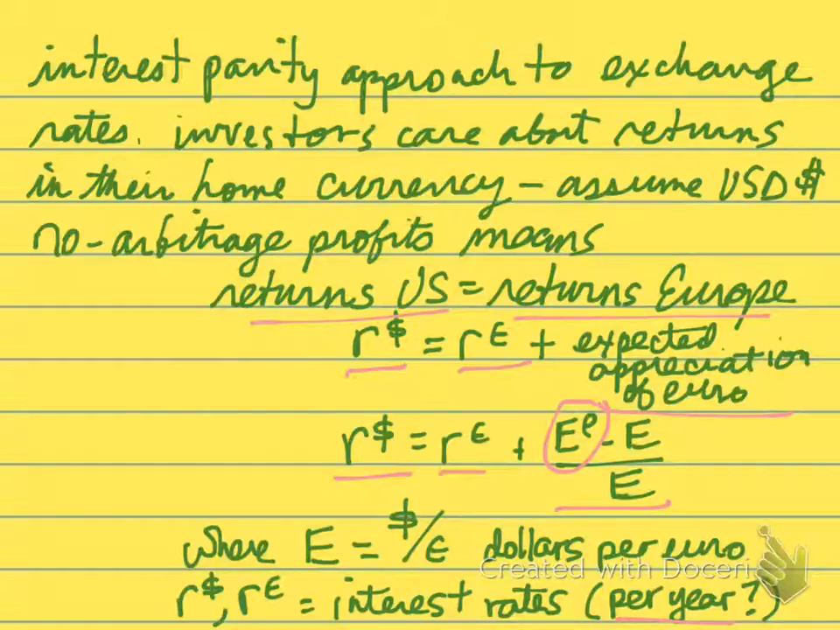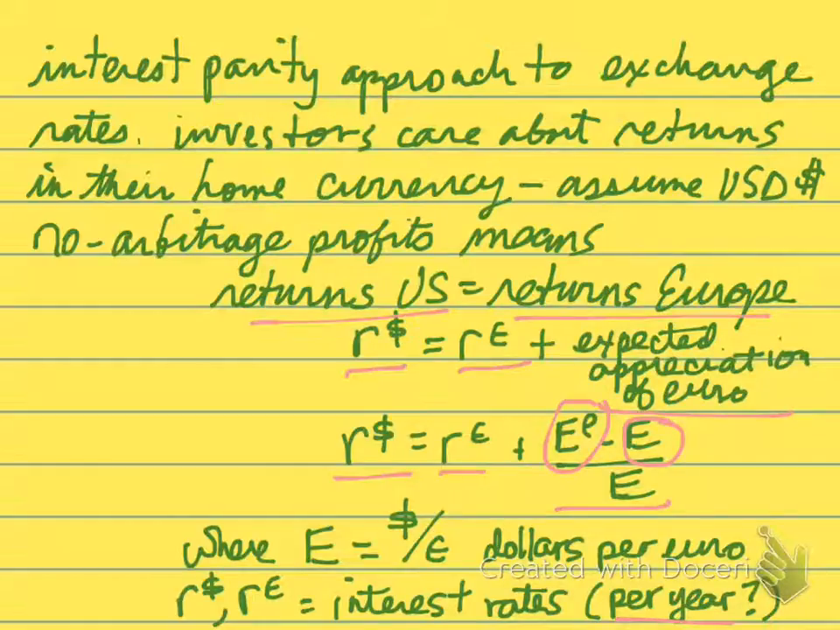So E^e is the expected future exchange rate. We can look up in the Wall Street Journal what the expected exchange rate is, because people transact in futures exchange rates and forward exchange rates, they transact in options to purchase foreign currency a year from now or 3 months from now. So those rates are easily available to us, and we might simply adopt those as our expected future exchange rate. And then E is the current spot exchange rate.